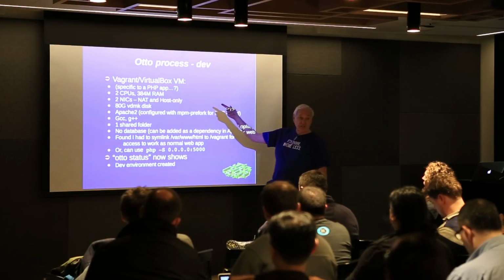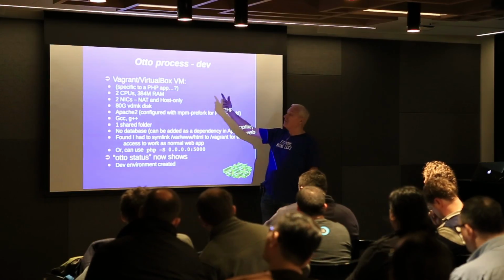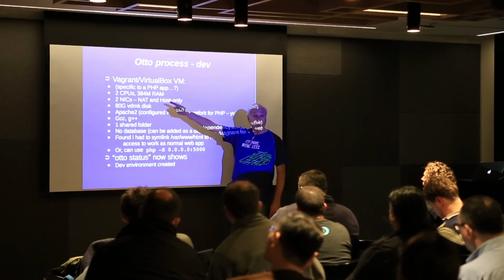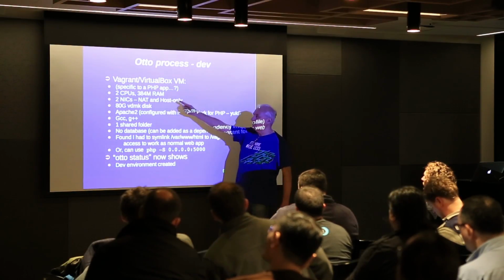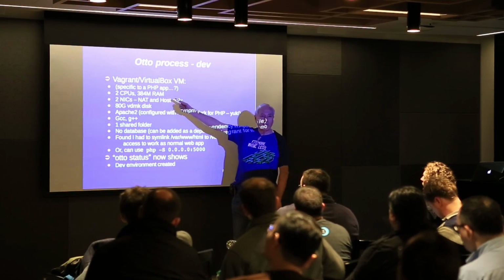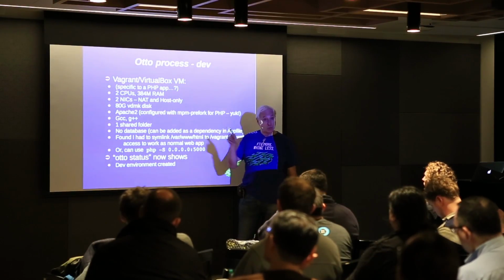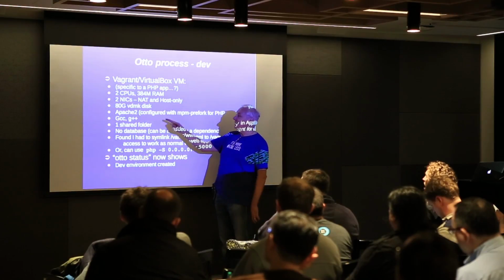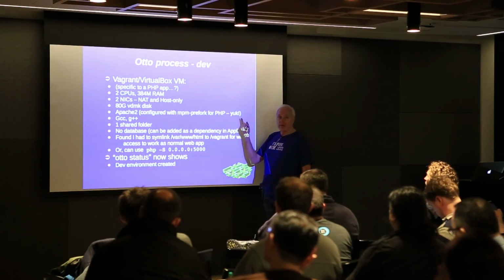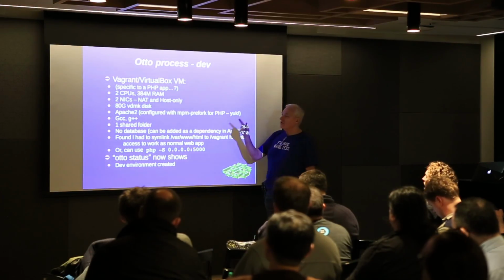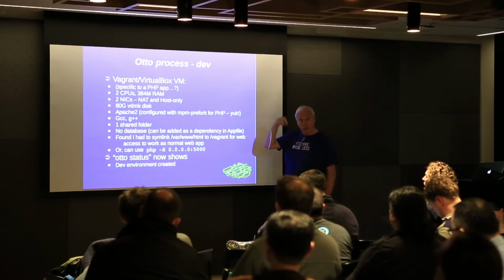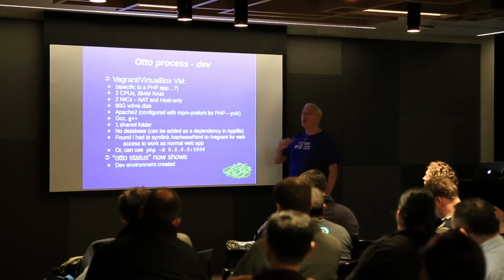What you get, for this example, I did a simple PHP app, and this is what it decided to give me. A VM with 2 CPUs, seems a bit over the top, and only 384 meg of RAM. So, 2 NICs, NAT and host only. Obviously you need host only if you want to talk in. 80 gig disk, Apache 2 with NPM pre-installed, yep. GCC, G++, the shared folder mounted back into your project directory, no database.